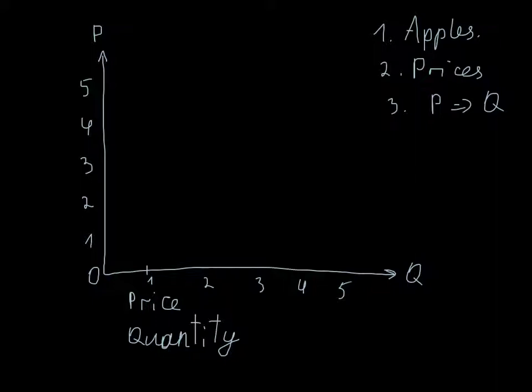Let's suppose when price is 5, we want 1. When price is 4, we want 2. When price is 3, we want 3. When price is 2, we want 4. And when price is 1, we want 5.